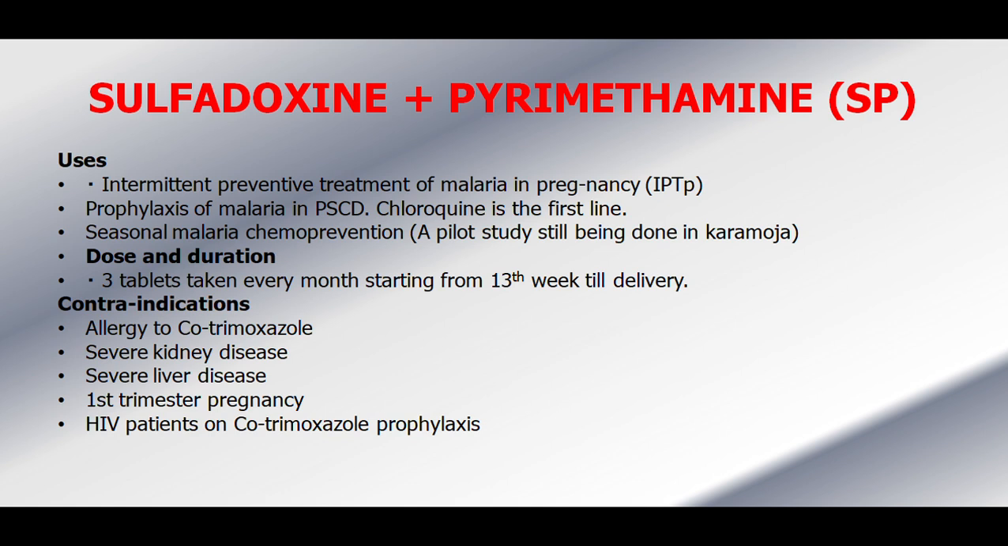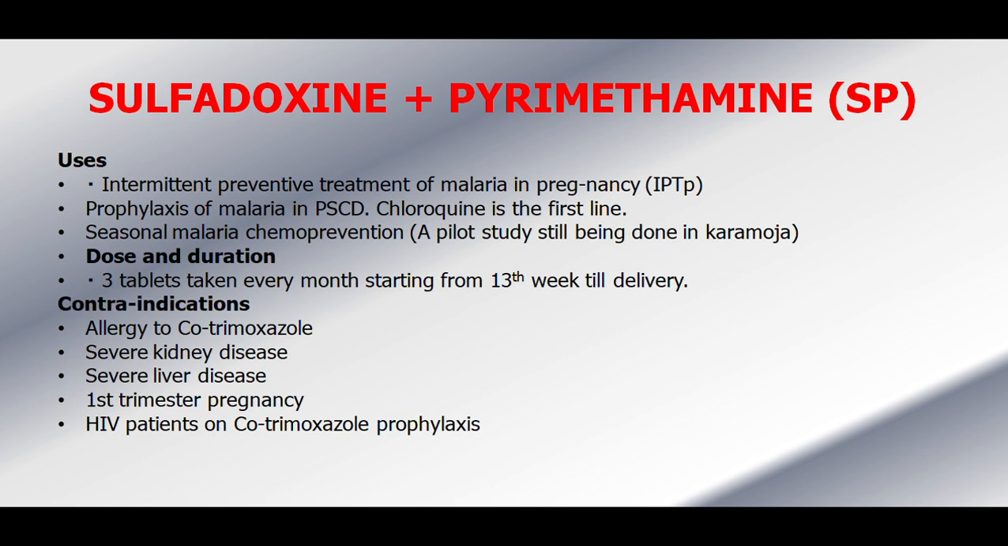So a drug that can be used is Fansida, which is sulfadoxine and pyrimethamine. What's the dose? You give 3 tablets taken every month starting from 13th week till delivery. This is the dose that you give to pregnant women in intermittent preventive treatment of malaria.